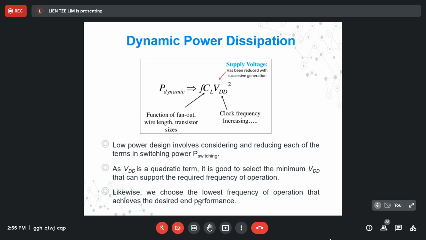The clock frequency, because if we want to use a very high clock frequency, it will cause increasing power dissipation. So it will affect the performance. So the frequency cannot be too high, and not too low. If it is too low, then the switching frequency will also be low. If you want to have a fast switching speed, then we have to choose the clock frequency appropriately.